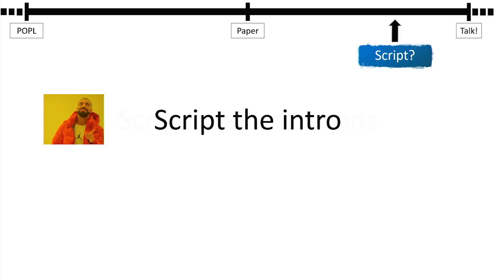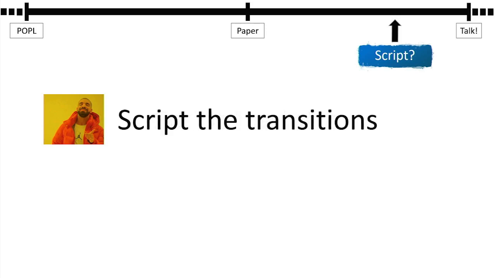Similarly, script your transitions. Knowing how you go from slide to slide is very easy to get wrong and very easy to get into bad habits. I still remember one of my first talks, Benjamin came to me after and said, you fixed all the high-level points, but at every single transition, you used the word so. And in retrospect, I did that, and then I made a conscious effort not to do that.